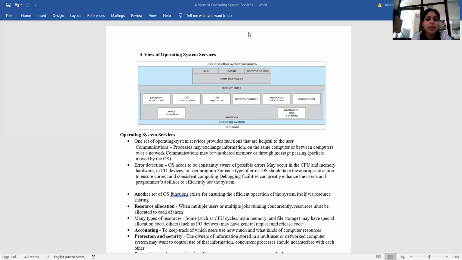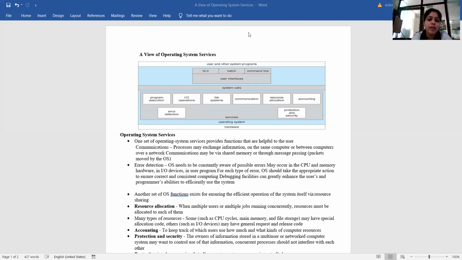And in which services, which interface do we use? We use the graphical user interface, batch, and command line in the user interface. And who uses these interfaces? The user and the other system programs in the operating system. So these all are the operating system services. Now we discuss all the points given in the diagram one by one.